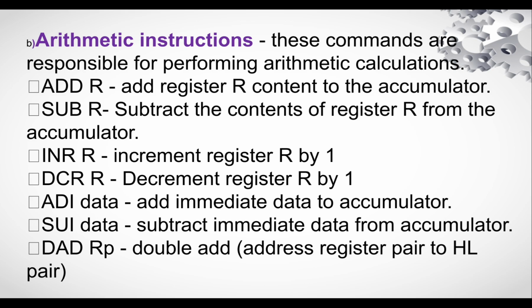Then we have a class B, which is an arithmetic instruction. These are commands that are responsible for performing any arithmetic calculations. So we have ADD R. This means that you add the contents of register R to the accumulator. If you look at that instruction, the accumulator has been addressed indirectly.